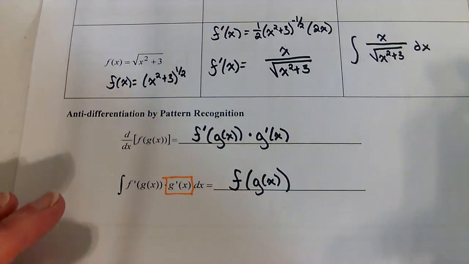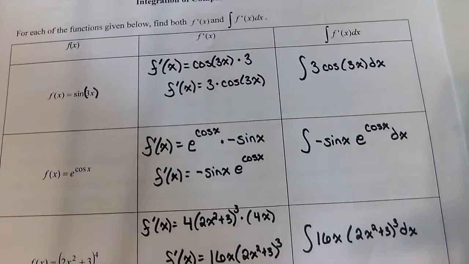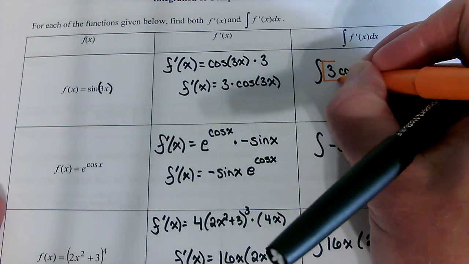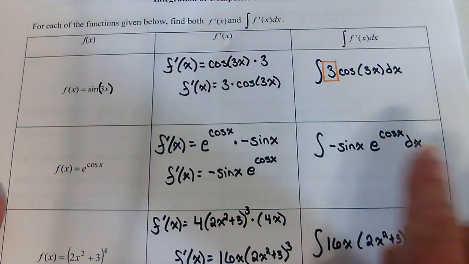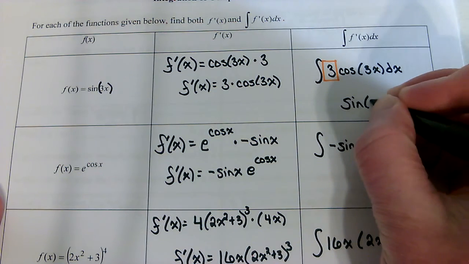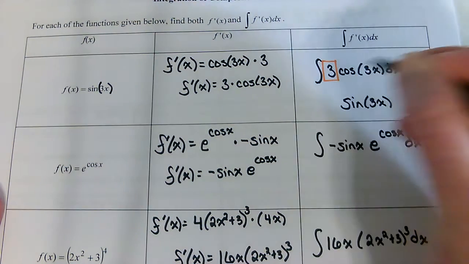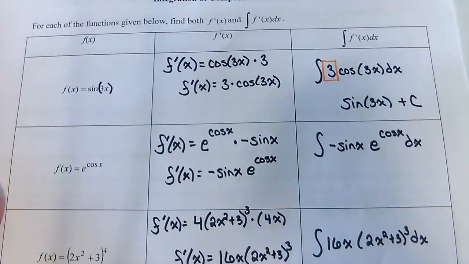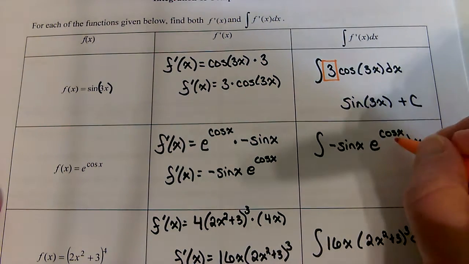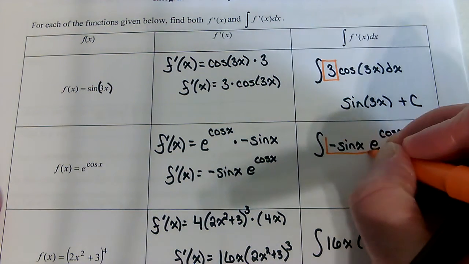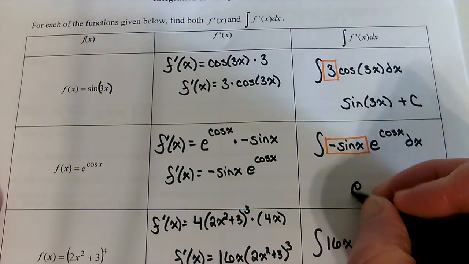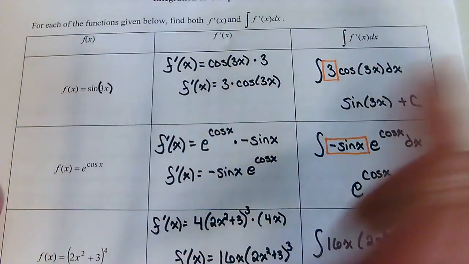So the ones that I can see the derivative of the peanut really easy. So I see the peanut's 3x. The derivative of that is 3. So if I take the antiderivative of cosine, it would be sine of 3x. Oh, I forgot the plus c. Here, the peanut is cosine x, and I see the derivative of that right there. The antiderivative of e to the power would just be e to the power. And that is what I started with.